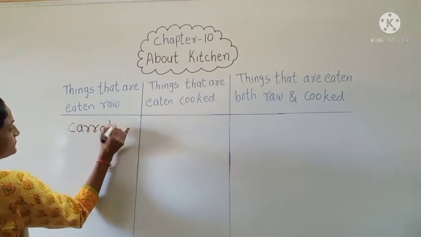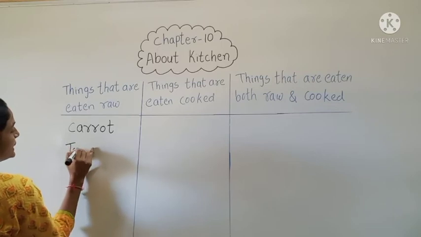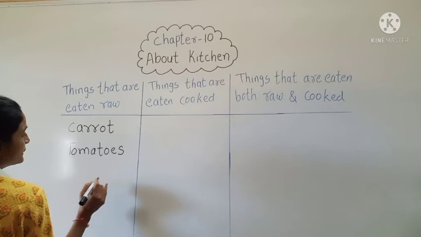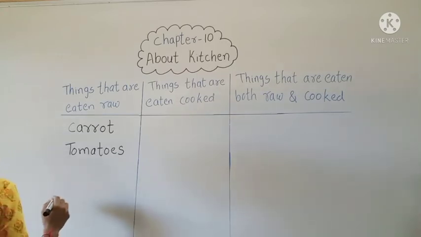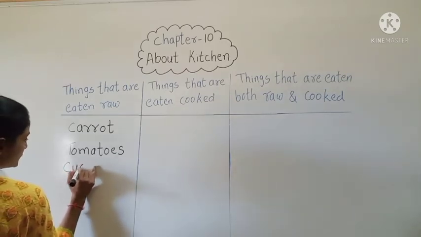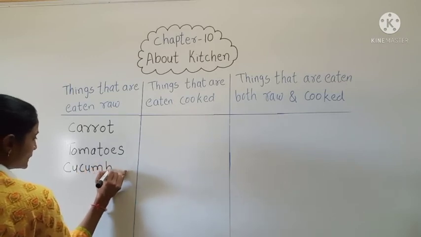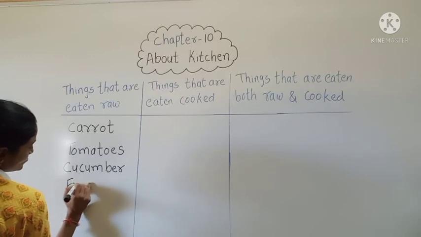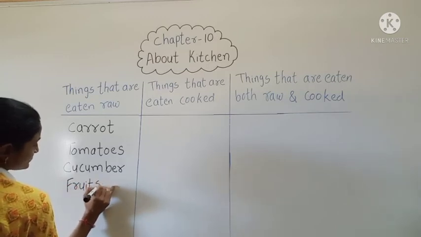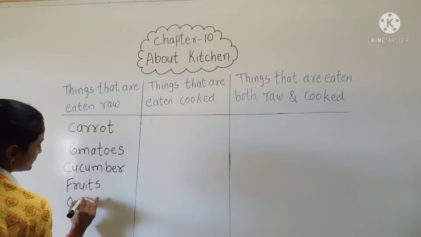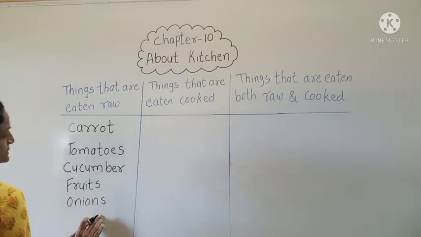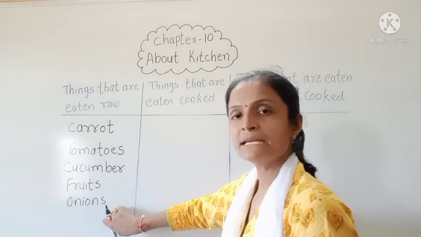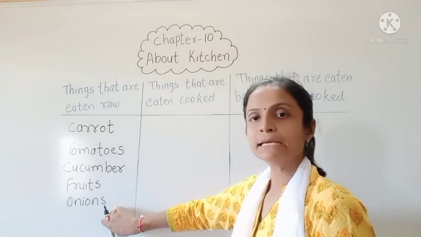So the first one is carrot, then tomatoes, right? Now the next one is cucumber, fruits and onions. All these things can be eaten raw. It means they are not needed to cook.